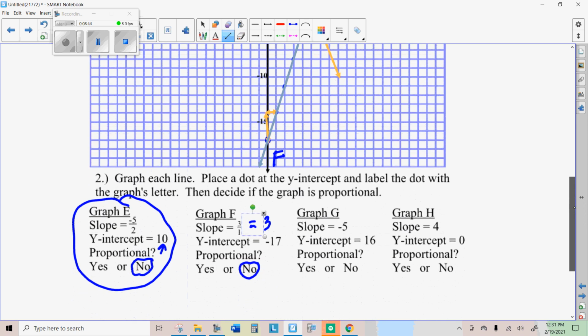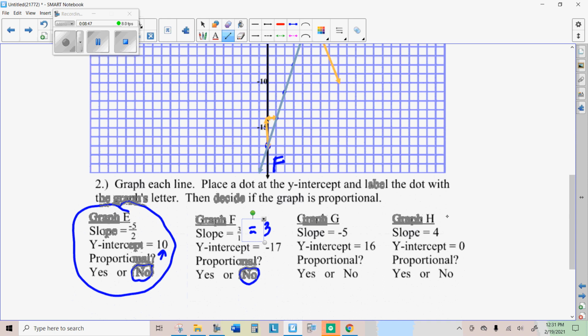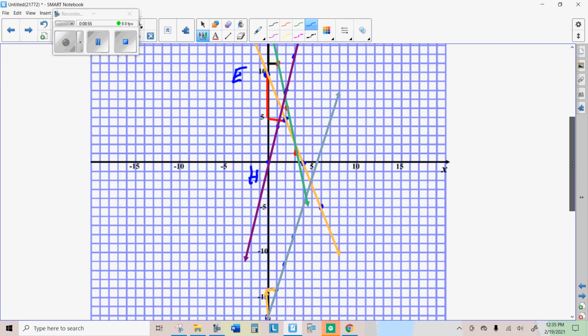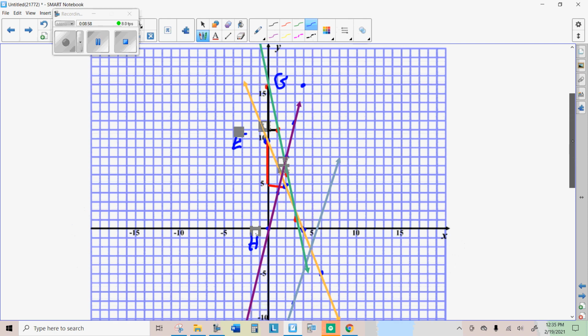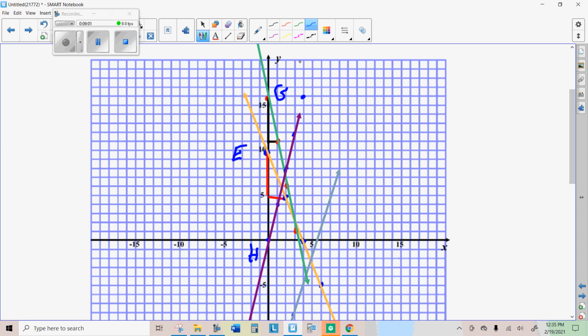Go ahead, you do G and H. Answer first whether it's proportional or not. It'll be proportional if the y-intercept is 0. All right. So line G starts at 16. You can see where my letter is here. And since the slope was -5, to make that a ratio, you just put it over 1. So from 16, we go down 5/1. That puts us there. Down 5/1 goes there. So make sure your line is in a negative direction.